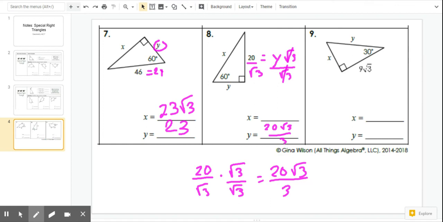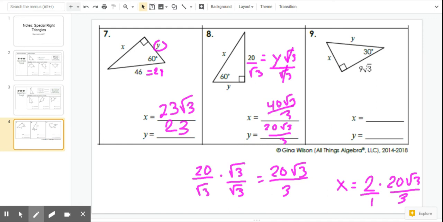And then X, so X is the hypotenuse, and that's 2 times whatever the shorter leg is. So it's 2 times Y. If we were to multiply that, let's do it down here. So X equals 2 times 20 square root of 3 over 3. We have 2 times a fraction, so we just make that 2 over 1. Then we multiply the numerators, which leaves us with 40 square root of 3. And then the denominators, 1 times 3 is just 3.